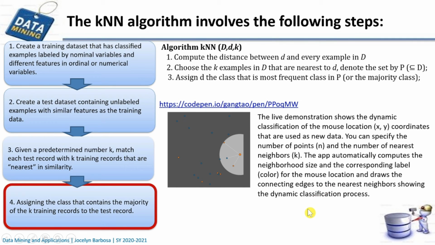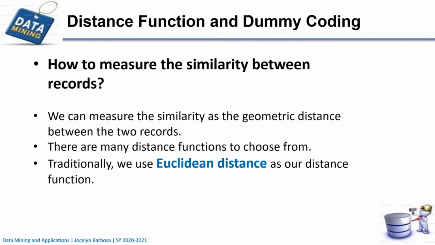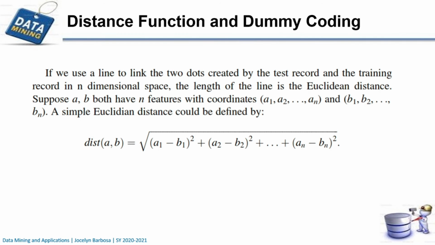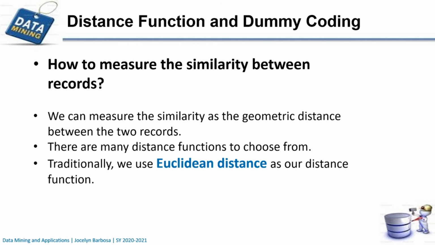It is actually an app that would automatically compute the neighborhood size and the corresponding label, that is, by means of color, that represents which category it belongs to. So since we talk about the similarity distance, the distance function and the dummy coding are involved here. So the question would be how to measure the similarity between records.